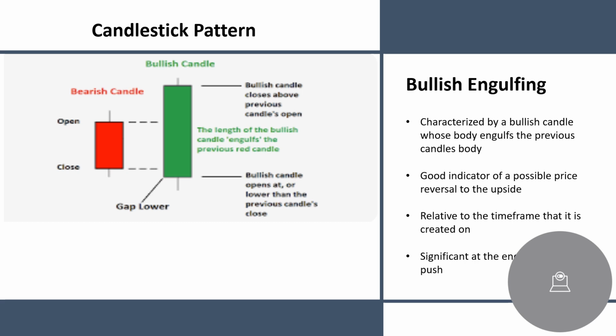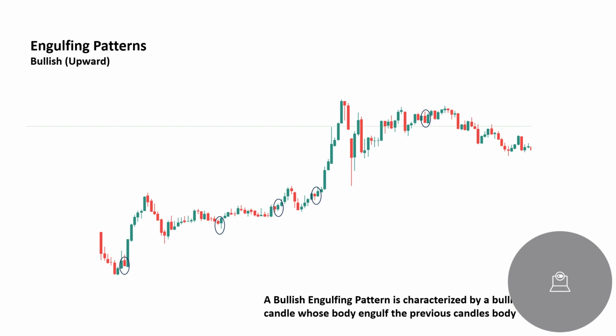As it is a reversal pattern, it's only going to be significant for us at the end of a downward push. Please take a moment to write that down: a bullish engulfing setup is only significant to you at the end of a downward push or a downward trend. Remember that a bullish engulfing pattern is characterized by a bullish candle whose body engulfs the previous candle's body. In this example, I circled some bullish engulfing patterns.